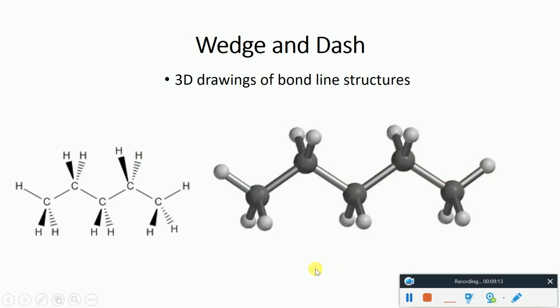So remember I said a wedge is coming at you. So let's look at carbon 1 here. A wedge is coming at you, so that's this wedge. And a dash is going away from you, and that's the dash. Dash is going away from you. Same on carbon 2. This carbon is coming at you, it's a wedge. This hydrogen is coming at you, it's a wedge. And this hydrogen is going away from you, so it's a dash.